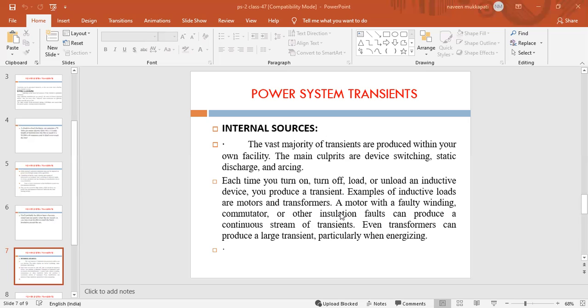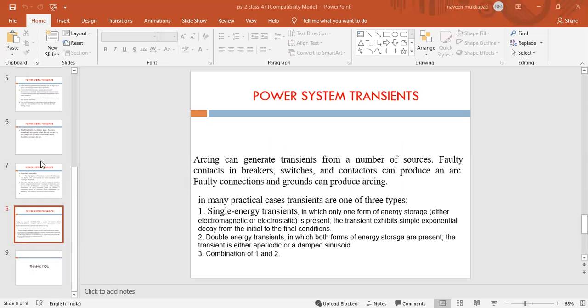Due to these internal causes some transients are produced. Arcing can generate transients from a number of sources. Therefore, the breakers, switches, and contacts may break down.